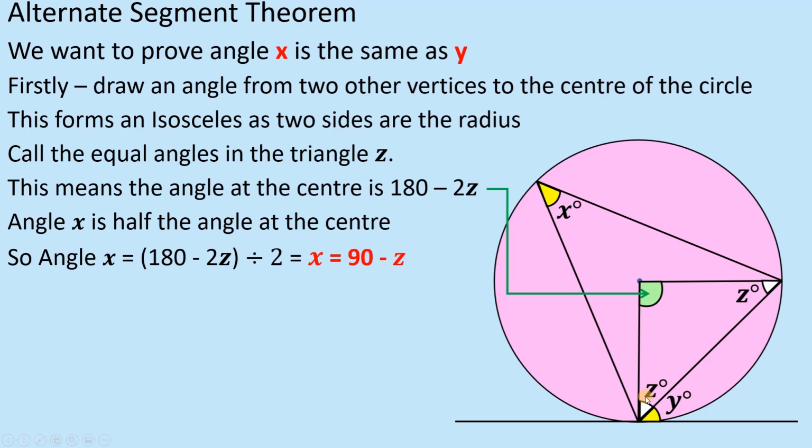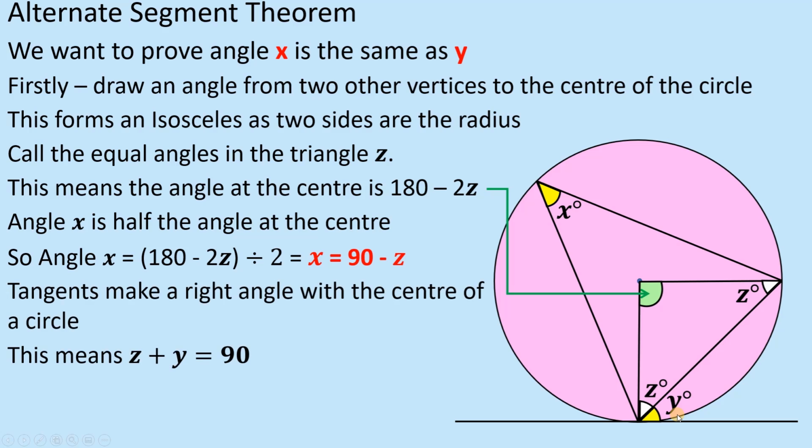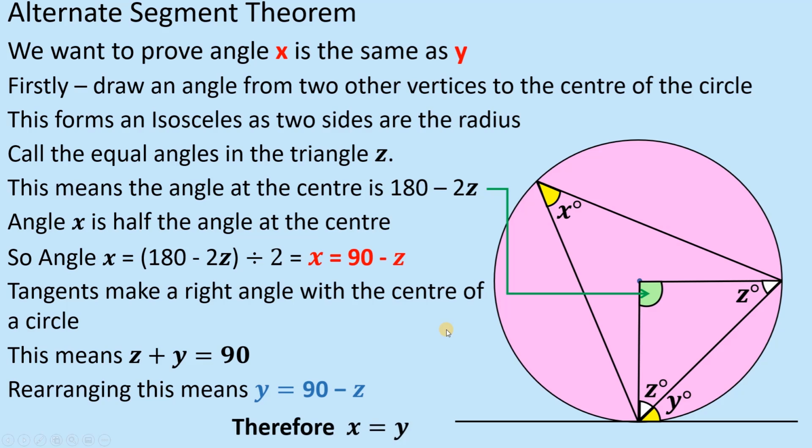Well, I know that z plus y is 90. I said that a minute ago. So if I rearrange this to see what y is, y is 90 minus z. And if y is 90 minus z and x is 90 minus z, then they're both the same thing, aren't they? x is equal to y because they're both 90 minus z. There, so x equals y.